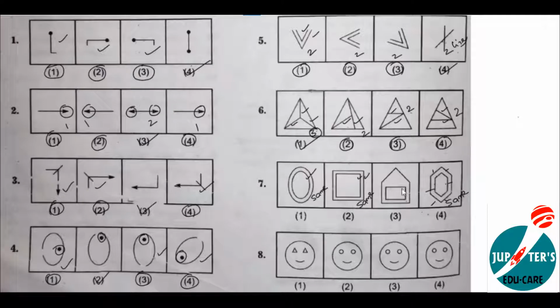But in case of option 3, outside we have 1, 2, 3, 4, 5, 5 sides. Inside 1, 2, 3, 4, 4 sides. Both are not similar. Means it is different. So in option 1, option 2, option 4, these three figures are similar, means inside and outside figures are same. But in case of option 3, it is different. So option 3 is our answer.